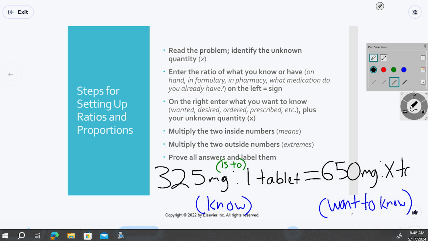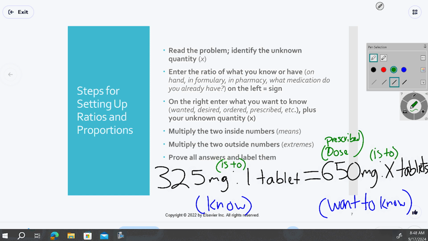X tablets. There's the X. The question would be, how many tablets do I need to take to get the right dose? Typically, this is always going to be the side that has your dose, meaning what's prescribed, what the doctor wanted. And again, this colon is saying "is to." That's how you would read it.